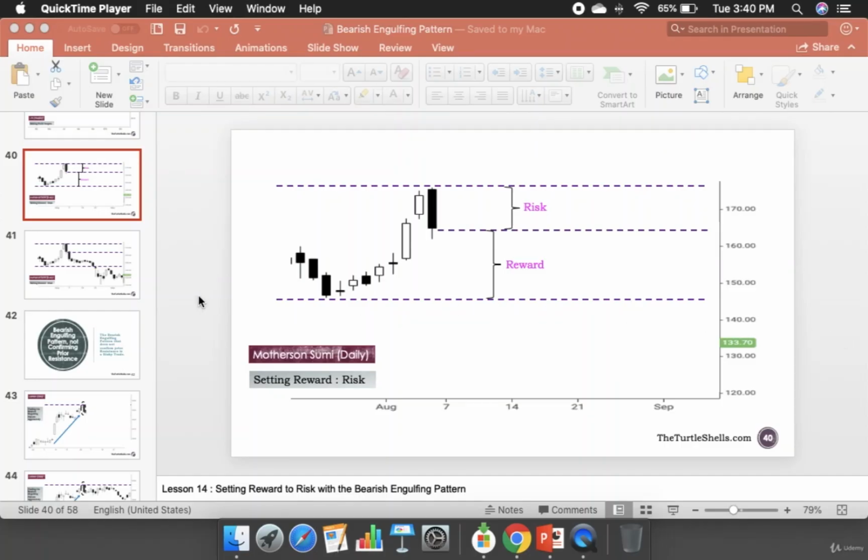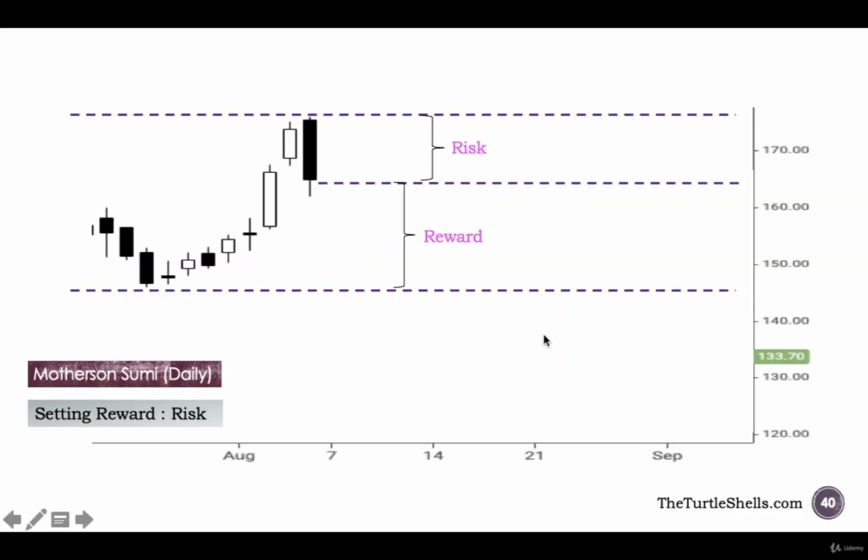Alright, now let us have a look at how we set the reward to risk. Let's bring our attention to the concept of reward to risk. So this is the daily time frame chart of Motherson Sumi. We are looking at how to set the reward to risk. So, a nice uptrend here. It's a small uptrend, not a major uptrend, but that's okay. We discussed that even if it's a small uptrend, that is still fine.